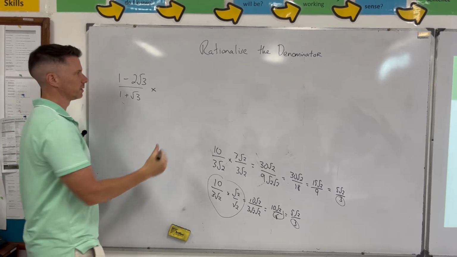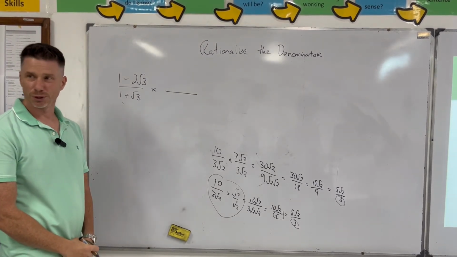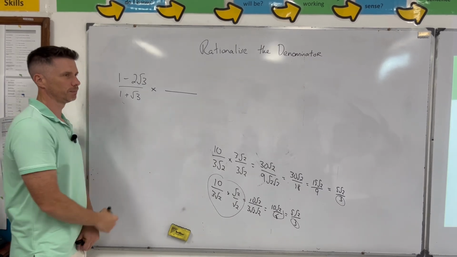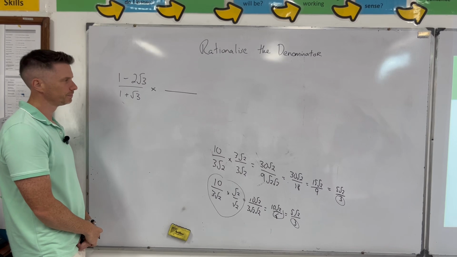So what will work? I've drawn an extended line. I have to put 2 terms to multiply it by. I'm going to multiply by something called the conjugate.